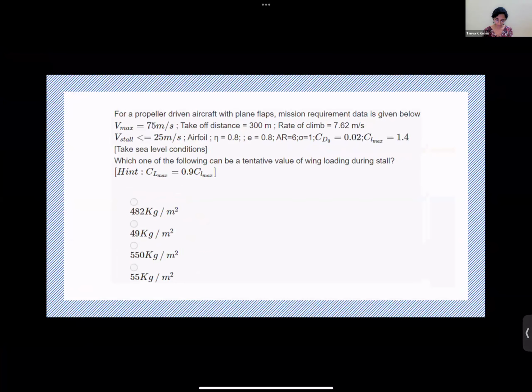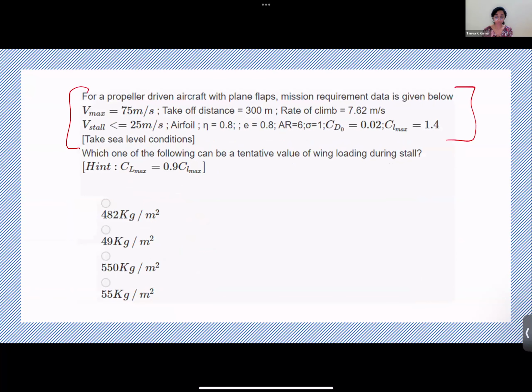Okay. Now let's do a series of questions for which the data remains same. This data would remain same for some 2-3 questions. So just read the question carefully. For a propeller-driven aircraft with plain flaps, mission requirement data is given below. Vmax is 75 meters per second. Takeoff distance is 300 meters. Rate of climb is 7.62 meters per second. Vstall is 25 meters per second. And then you have these other parameters that relate to the airfoil, Oswald's efficiency factor, aspect ratio, and so forth. Which of the following can be a tentative value of wing loading during stall?